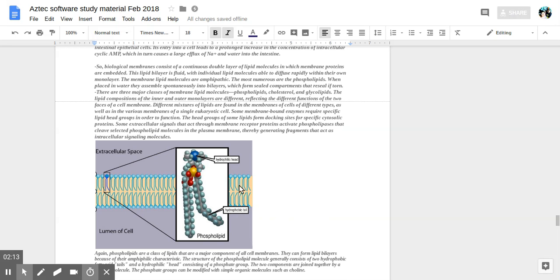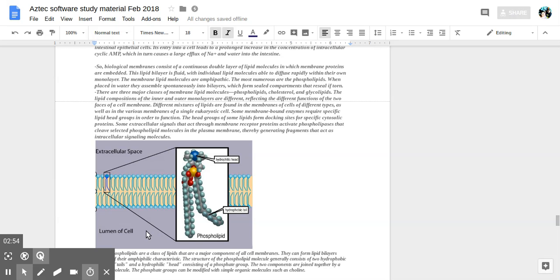So two layers of phospholipids make up one bilayer. The fatty acid nonpolar ends face one another in the inner portion of the layer, while the polar head groups face the extracellular and the intracellular solution. So basically that's how the membrane is formed, which is a barrier between the outside of the cell and the inside of the cell.